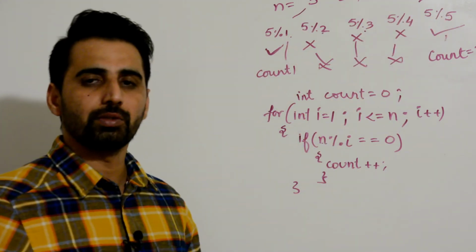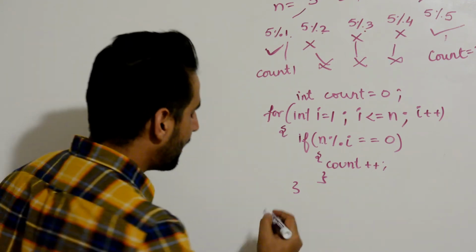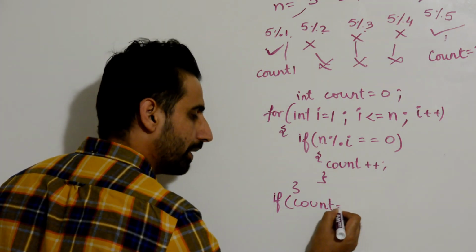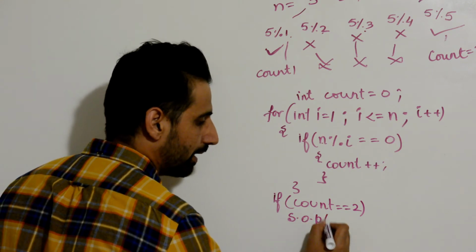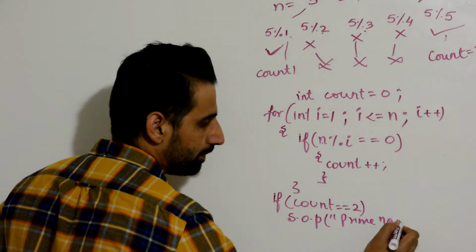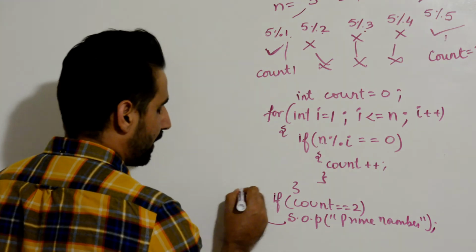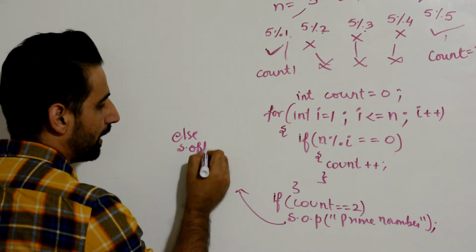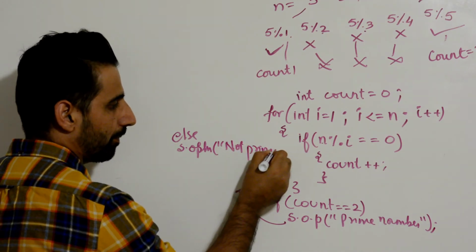Once it completes its loop, meaning it has gone till the number itself, what should be the value of count if it is prime? If it is prime, then the value of count should be 2. So what will I write? If count equals to 2, then we write System.out.println prime number, else System.out.println not prime.